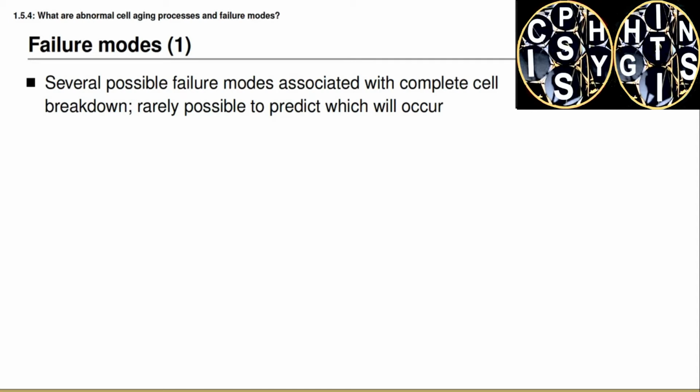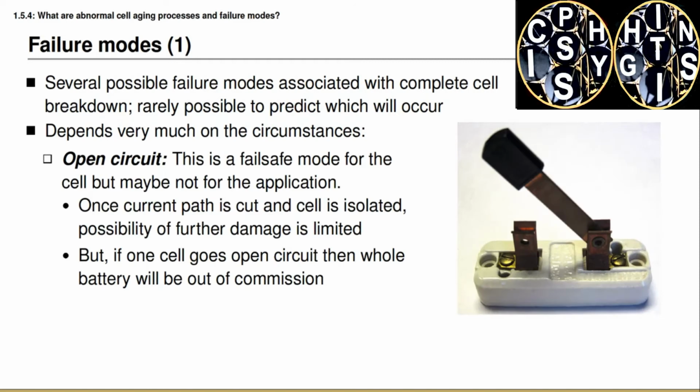When a battery ages normally, or when it's abused and ultimately fails, one of three different failure modes will become apparent, and it's generally not possible to predict in advance which one will occur. It depends very much on the circumstances of the failure. The first type of failure mode is that of open circuit. This is in some ways the safest of all of the different modes of failure, but it might not be the safest for the application. That is, it's the safest for the cell, but not for the application necessarily.